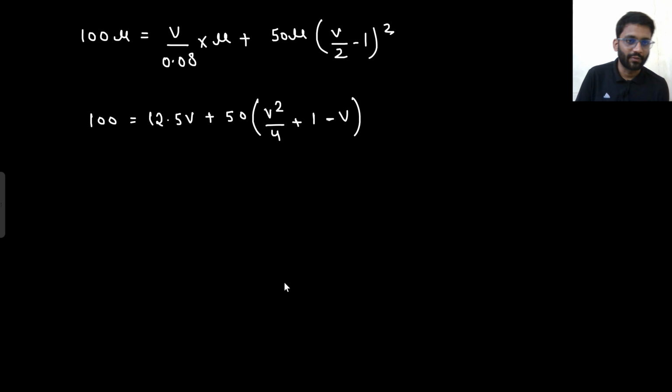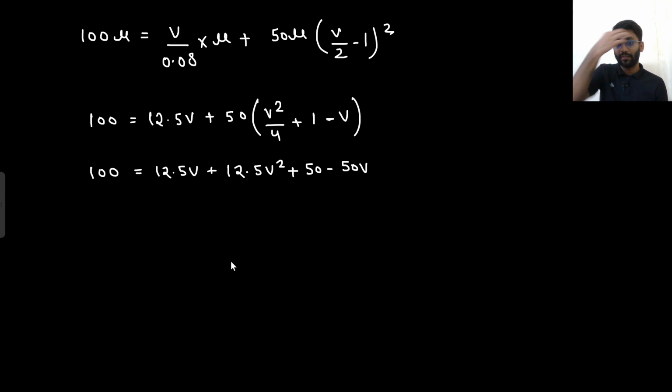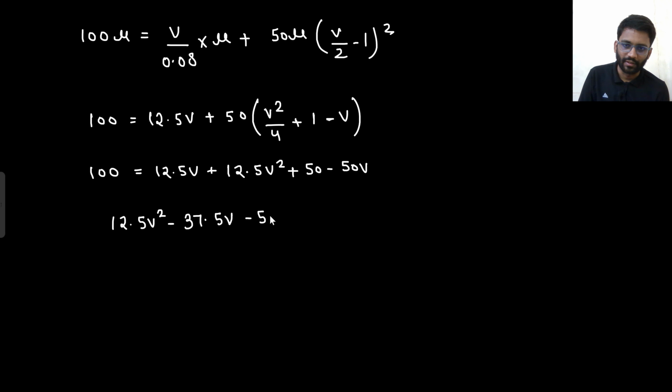This calculation is not tough. Okay, in the examination, these kind of calculations are asked. So you should be ready with that. Don't think that these kind of tough calculations will not be asked. 12.5 V square plus 50 minus 50V, right? So 12.5 V square is there, and this would be minus 37.5V, and this would make minus 50 equal to 0. Well and good.